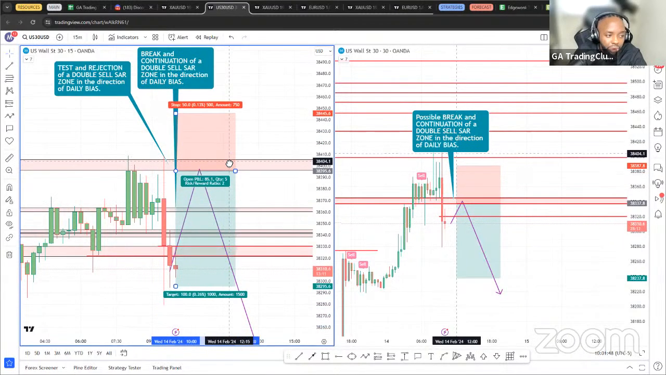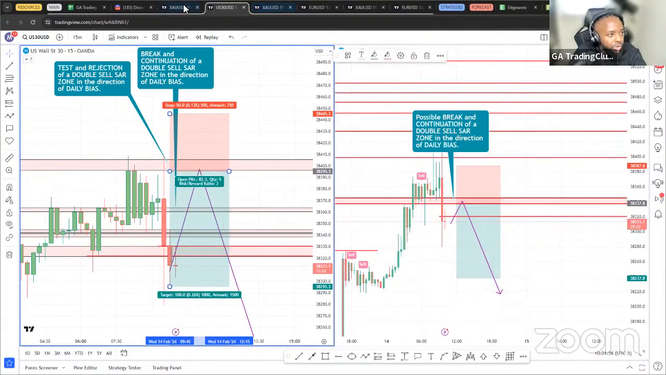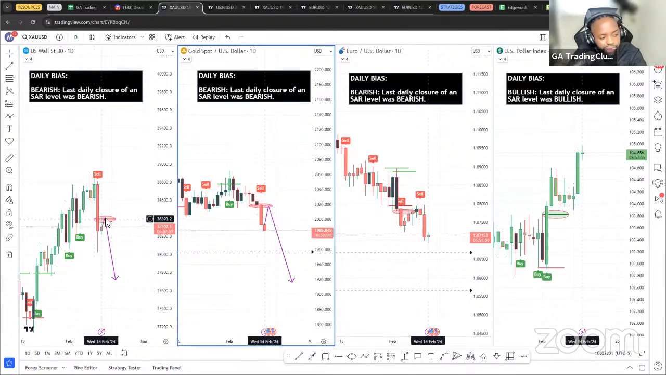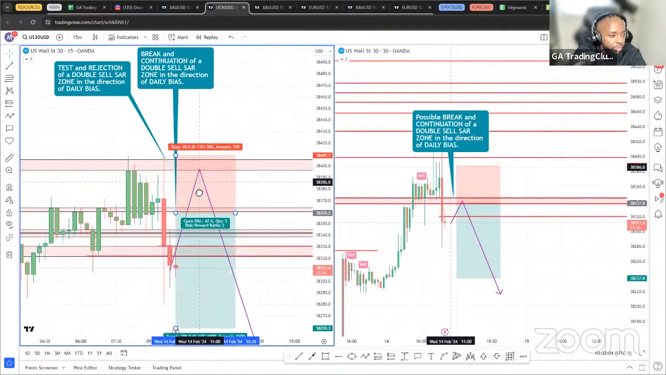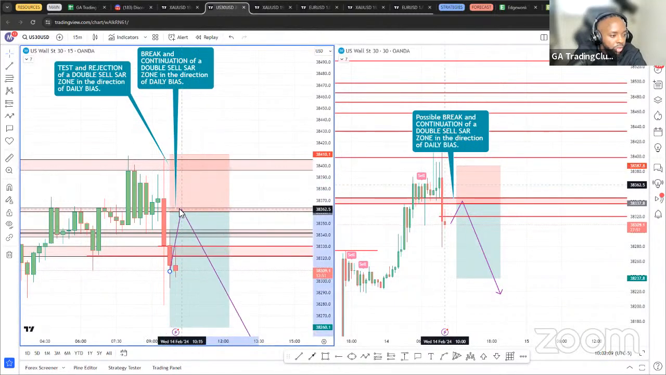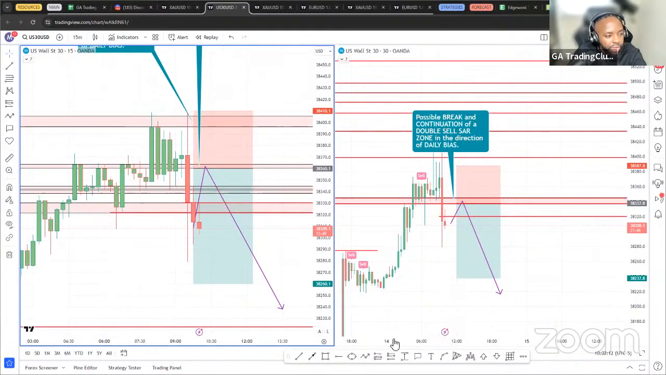So for me, I'll wait for this sell on US 30. It might not get here now that I think of it, because it already picked up that sell side liquidity or retested the SAR from yesterday on the daily. So this break and continuation might be the better option. So this is the trade I will be looking to get into if US 30 gets there.